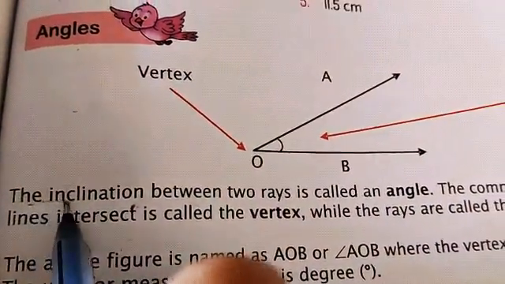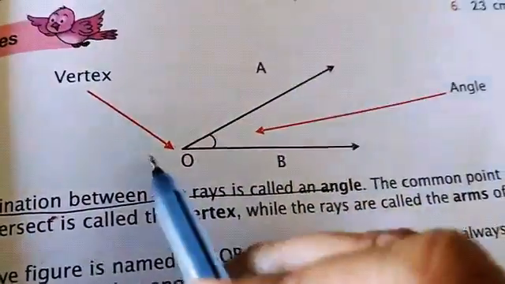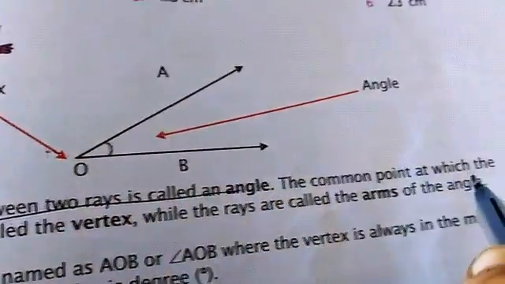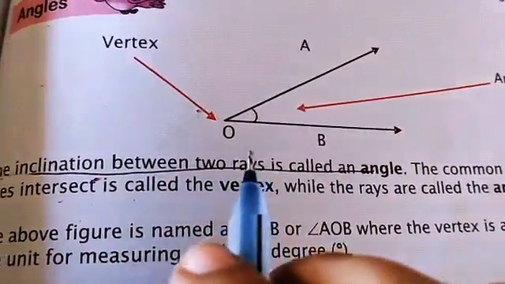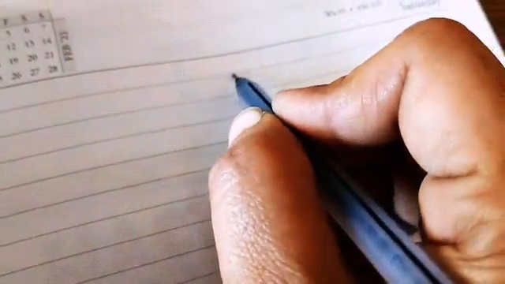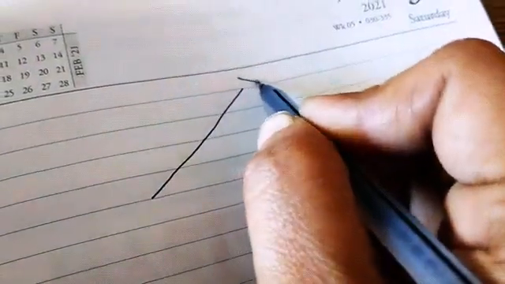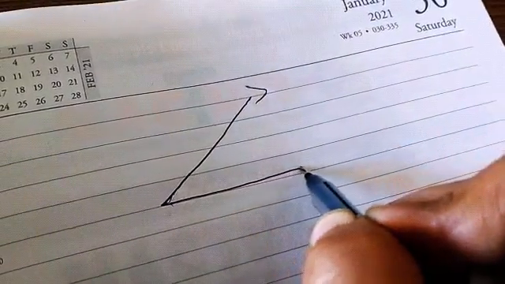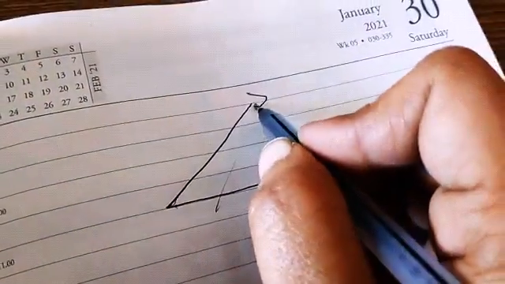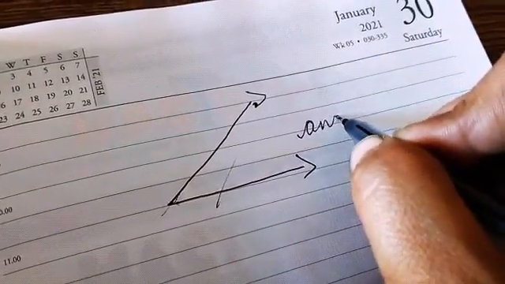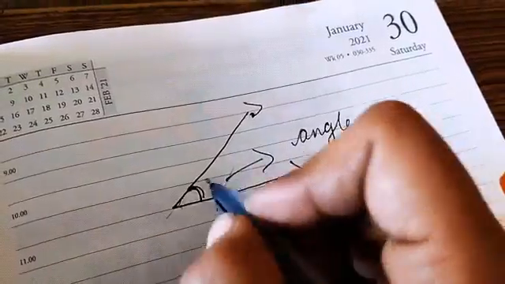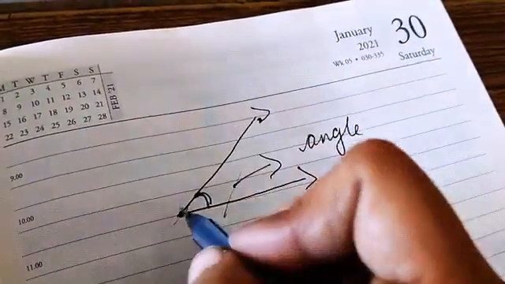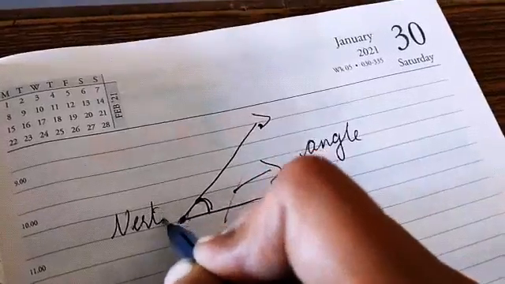Underline this definition, right? What is an angle and what is the vertex? The common point at which the lines intersect is called the vertex. So I explained what an angle is and what a ray is. Now if the two rays, 1 and 2, are together, then this is called an angle, and the point where these two meet is called the vertex.